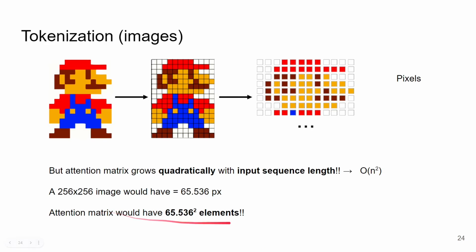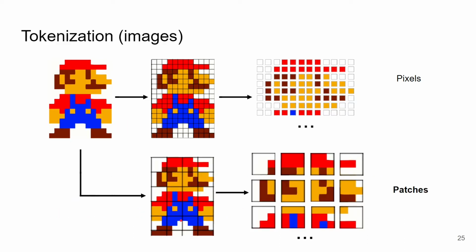In computer vision, the first attempts to use this were tokenizing input images with pixels, right? So every pixel would turn into a token of our input sequence. But this is going to be a problem because, as we will see in a bit, the attention matrix is going to grow quadratically with the input sequence length. So if we have an image of 256 by 256, the attention matrix is going to end up having roughly 65,000 squared elements. That's a huge matrix. We don't want that.